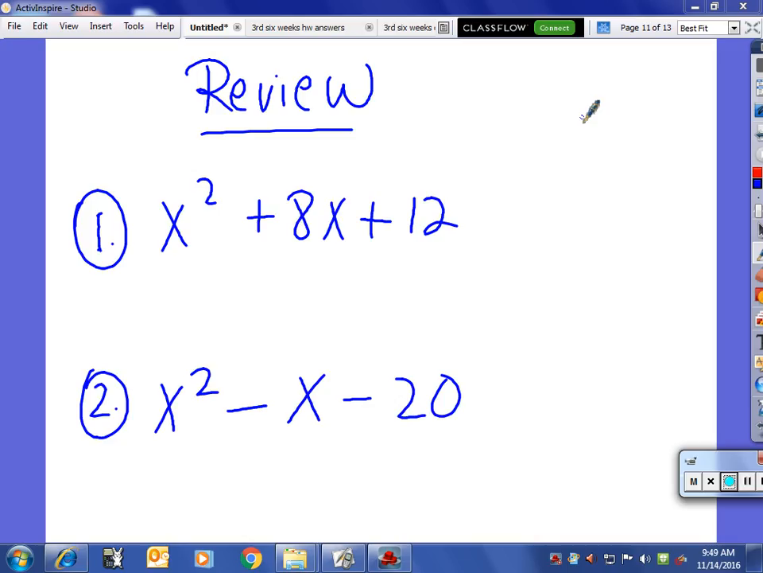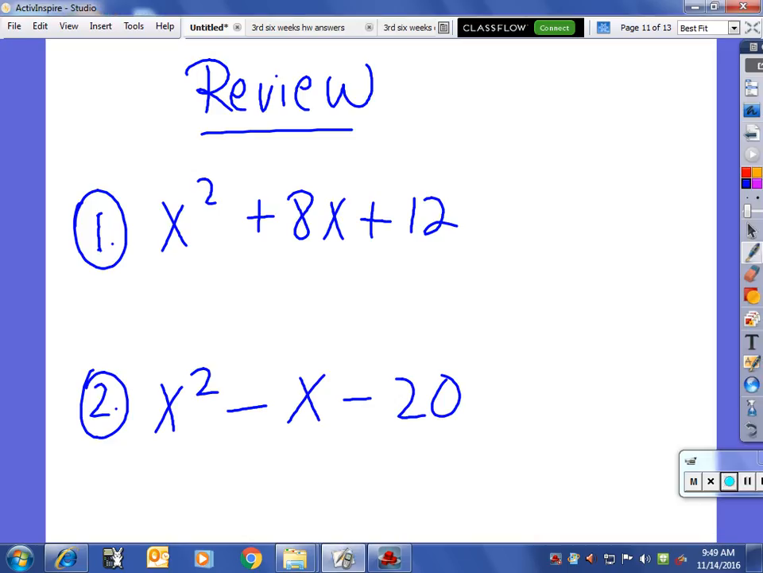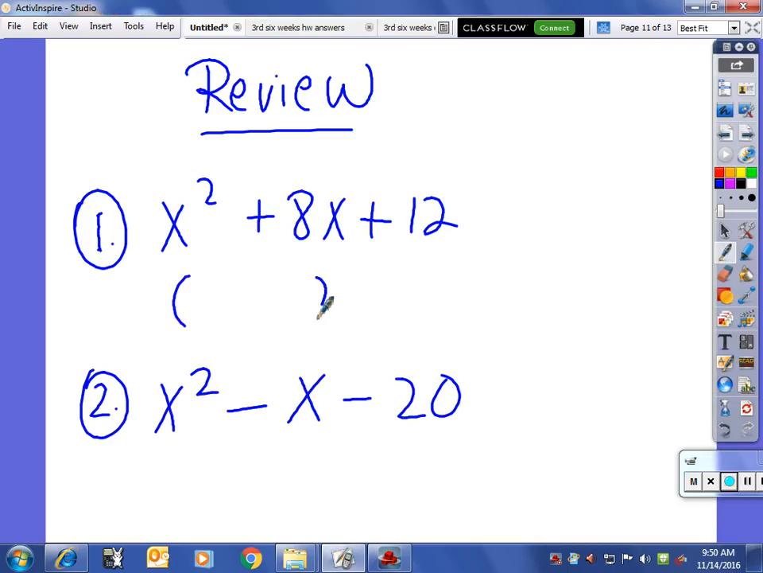Now, what's unique about these two problems? Or what's easy about these two problems? What is it? They have a 1 in front of x squared. The value of a in both of these problems is a 1, and that makes your factoring so much easier. This is how we would do it.